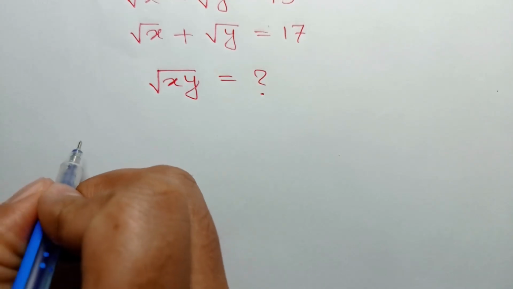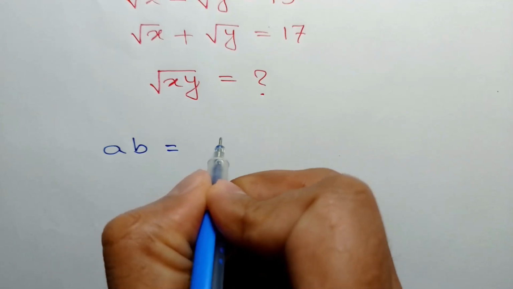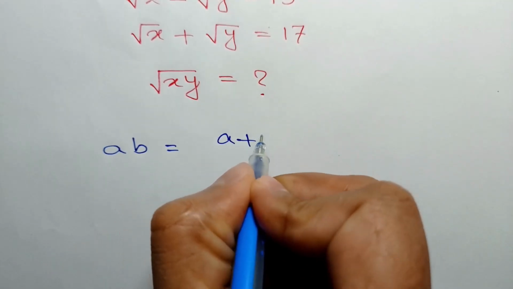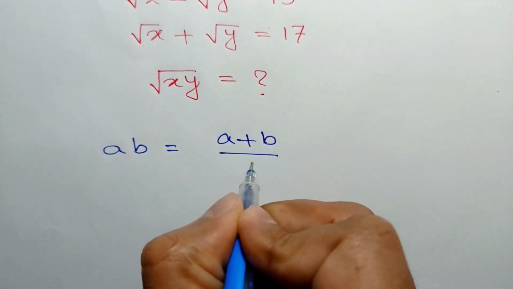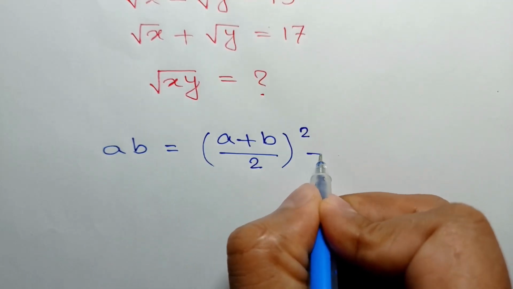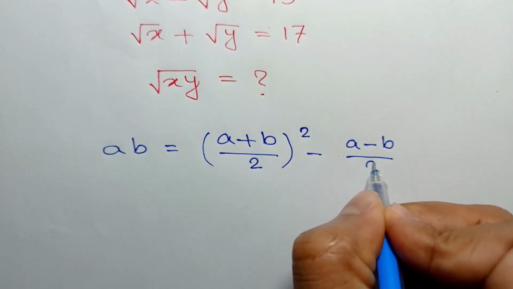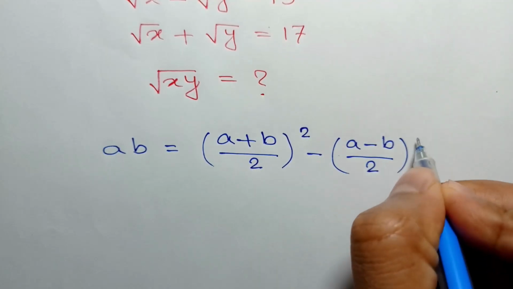We know ab is equal to (a plus b over 2) whole square minus (a minus b over 2) whole square.